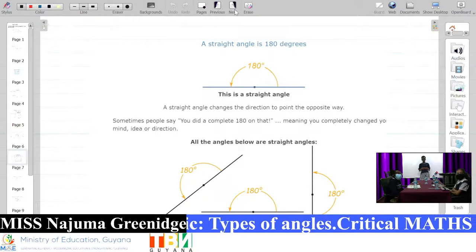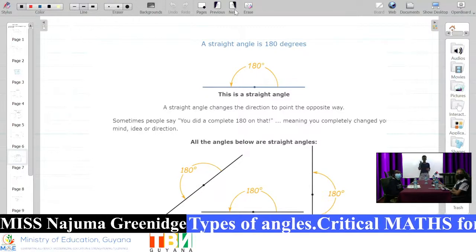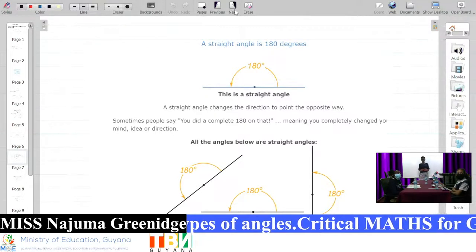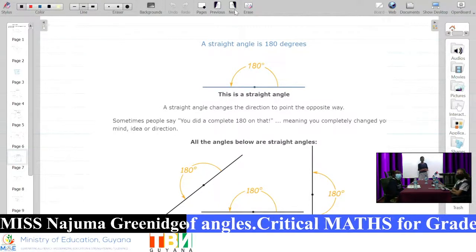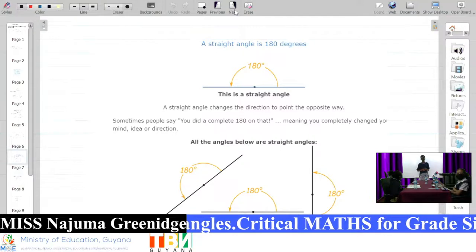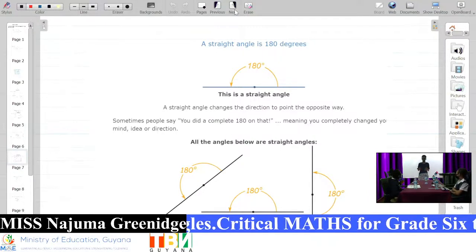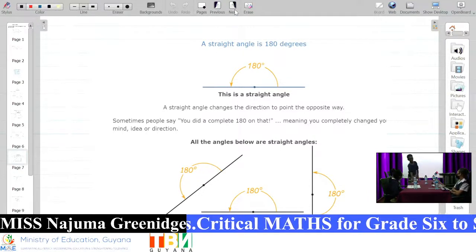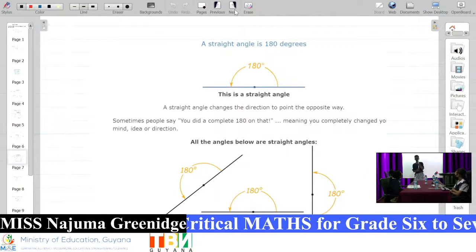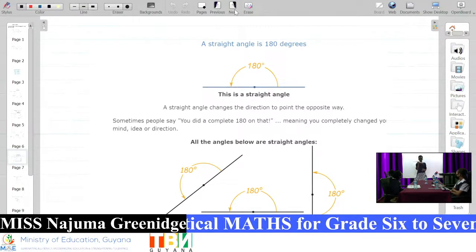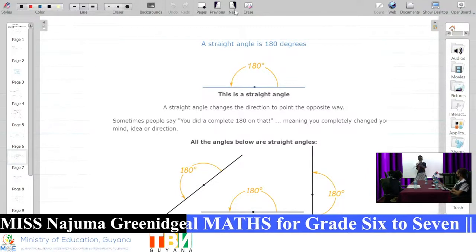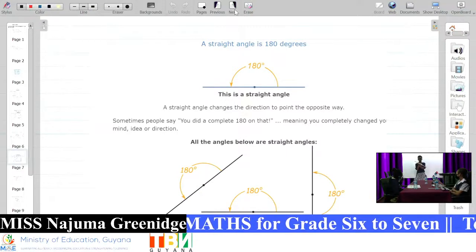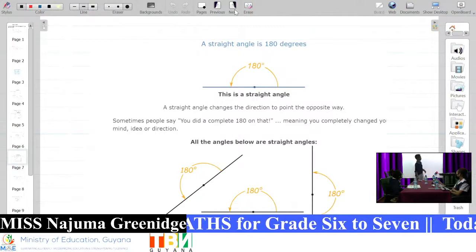Alright, so if you start at one point and you go straight, it means you've covered 180 degrees basically. And notice again in terms of direction, you can have them in different directions. So a straight angle, you can have it like this, you can have it like that, I can have it diagonally as well. Both sides diagonally. Cool.